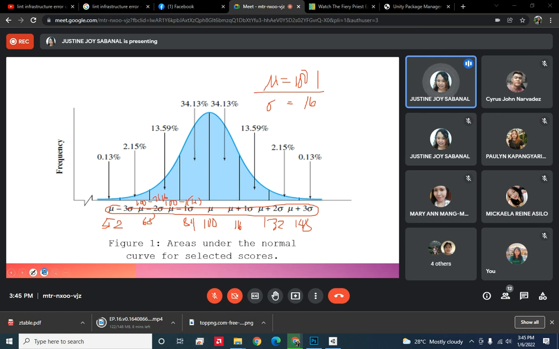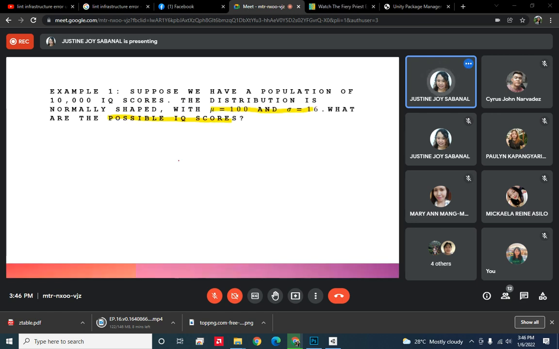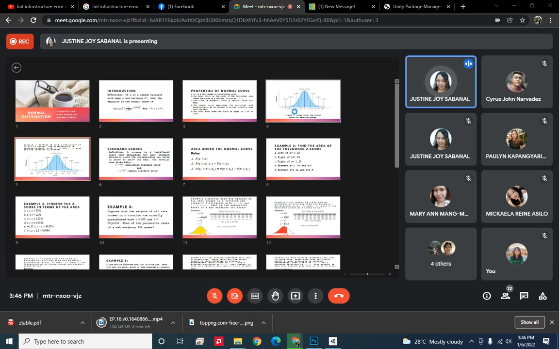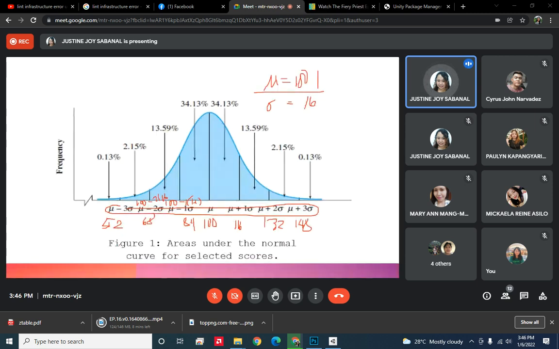So, to answer this question po, so you just have to state that the IQ scores, or the possible scores, range from 52 to 148. So, hindi nyo po iisa-isahin nyo na baka ang gawin ninyo ay sabihin na ang value po 52, 68, 84, 100, 116, 132, and 148.